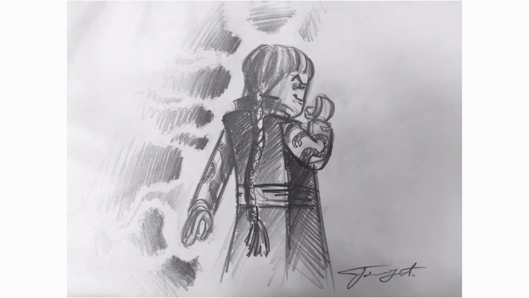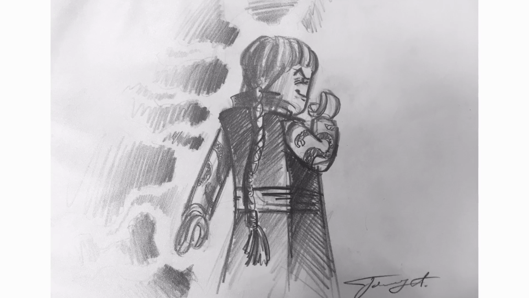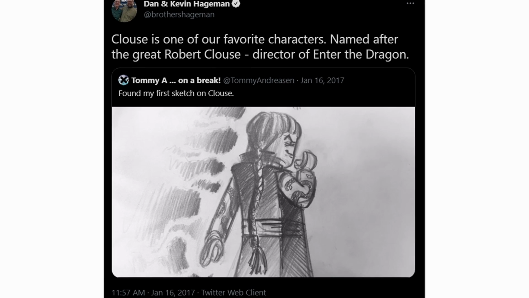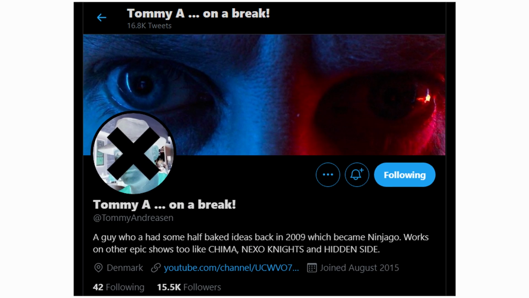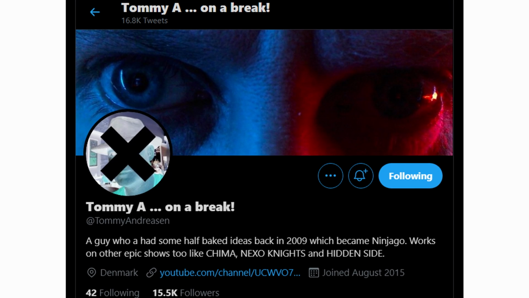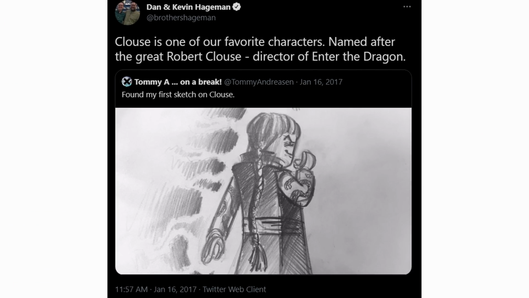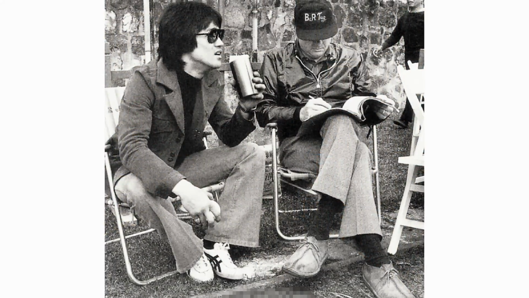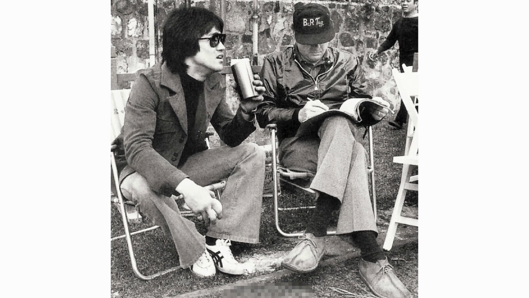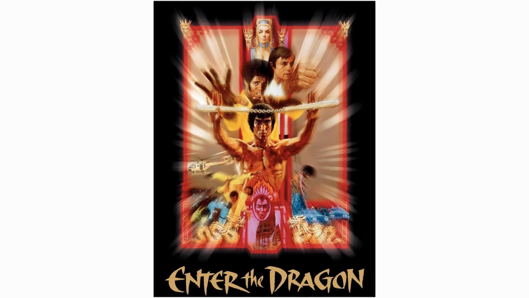And there's also a very cool fact that I never knew about from Dan and Kevin Hageman. They retweeted Tommy's tweet, because this is from Tommy Andreasen's Twitter, and basically said that Klaus was actually named after the director of the film Enter the Dragon, and that is Robert Clouse. So that is really cool. I never knew that, so kind of a fun fact right there for any fans of that film and that director specifically. I do think that's cool as well, to see the inspiration even just behind the name there.